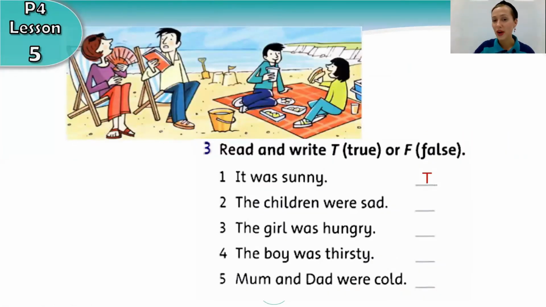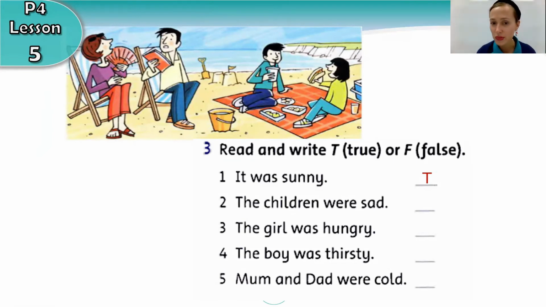We are going to read and then think, is it true or false? Correct or incorrect? Let's look at number 1. It was sunny. Is that true or false? If you look at the picture, is it sunny? Yes, it's true. It was sunny.